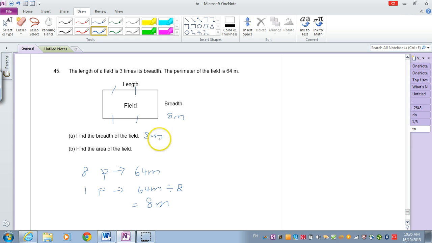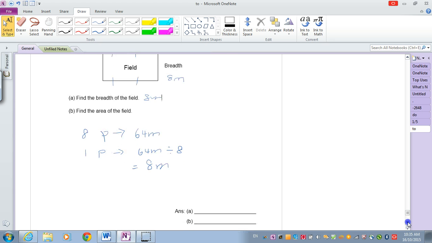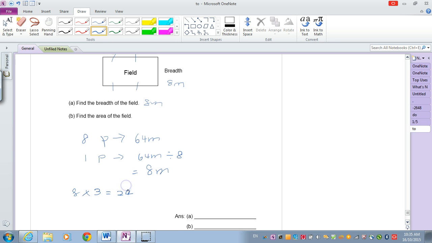And now the breadth is 8 meters. What about the length? Now the length, remember just now we read the question, the length is actually 3 times the breadth. So what is the length? So the length would be 8 times 3. The length is 24 meters.